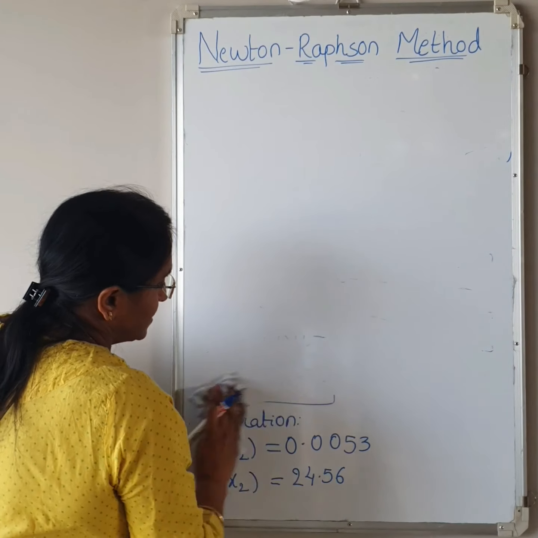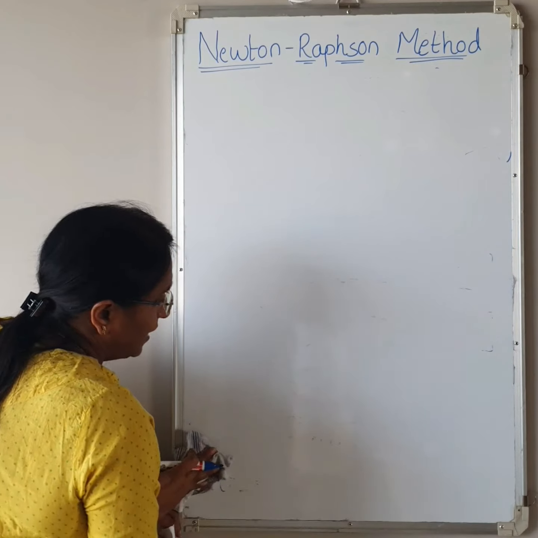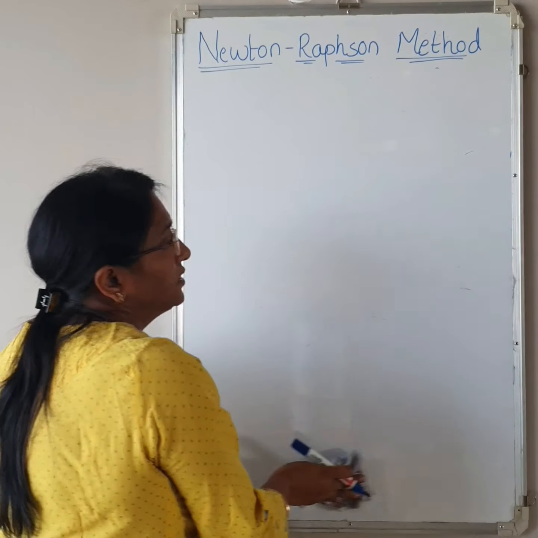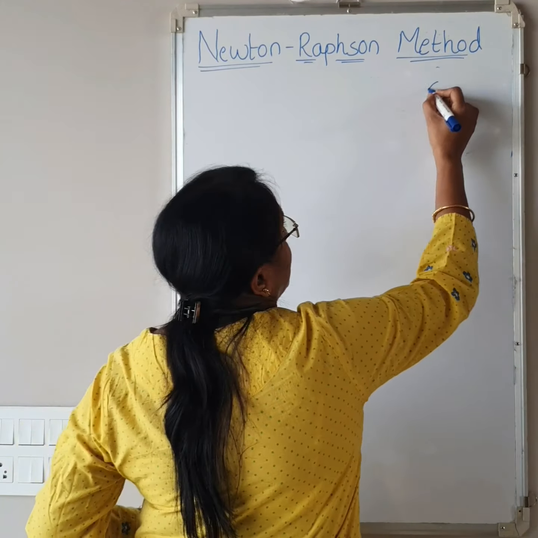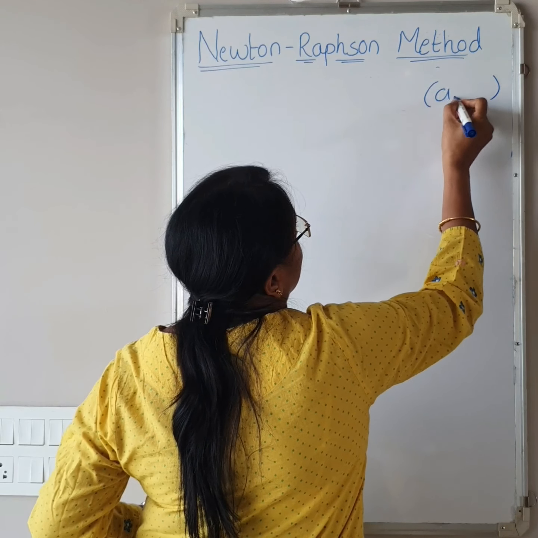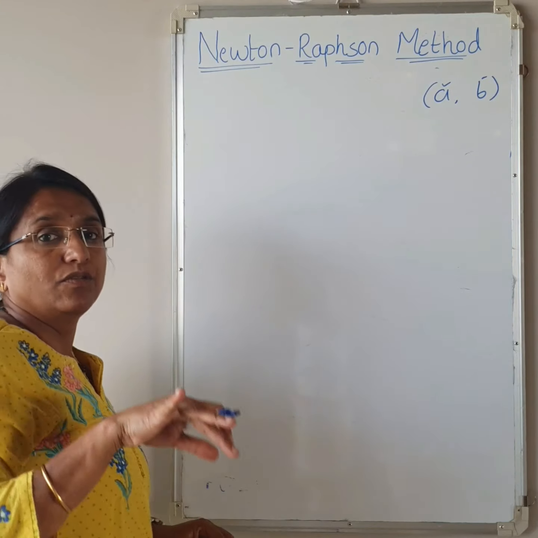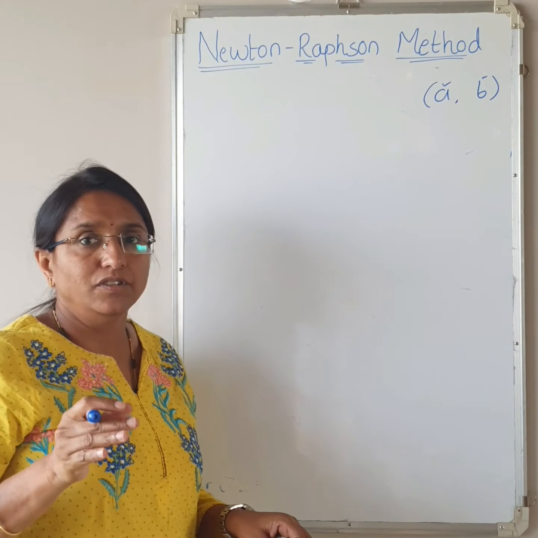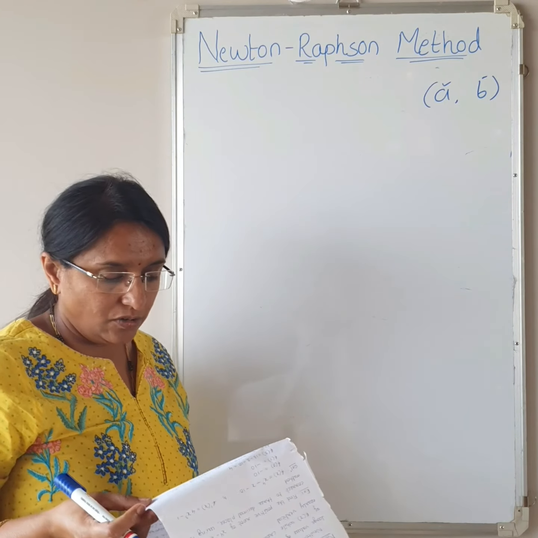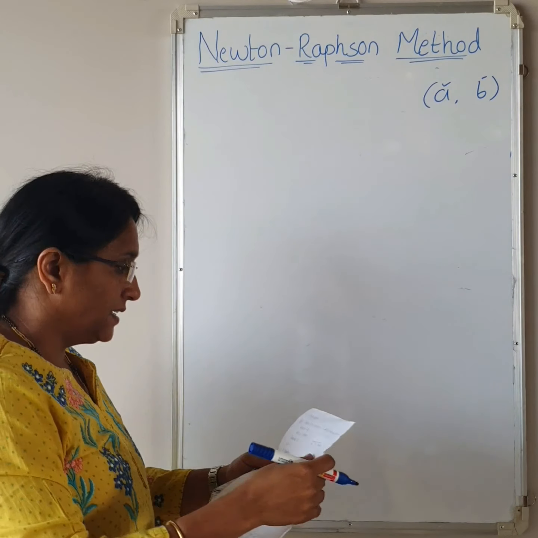Before taking the second example, here while finding the neighborhood point, sometimes in a hurry we check the intervals. That is wrong. You have to check f of A answer and f of B answer. Whichever is nearer to 0, that you have to consider. Let us take the next example.